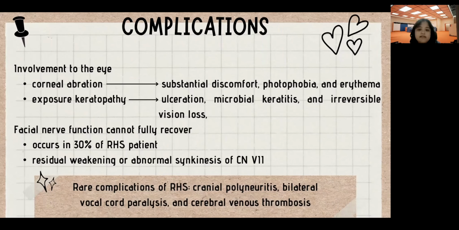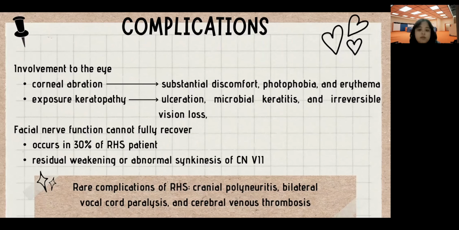I'll be explaining about the complications of Ramsay Hunt syndrome. The short-term complications of RHS mainly occur when there is an involvement of the eye, including corneal abrasion and exposure keratopathy. Corneal abrasion can cause substantial discomfort, photophobia, and also erythema, and exposure keratopathy can cause ulceration, microbial keratitis, and also irreversible vision loss.